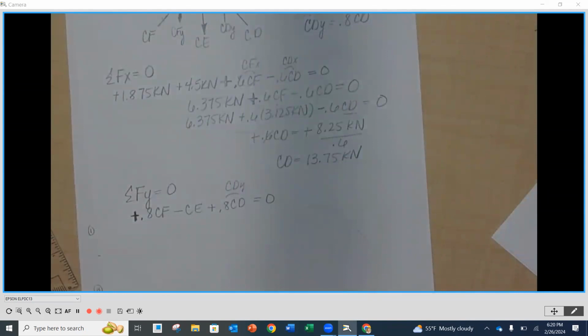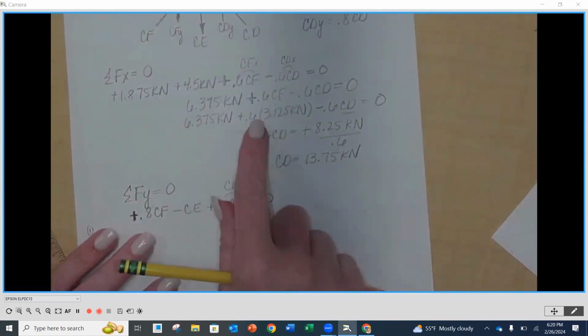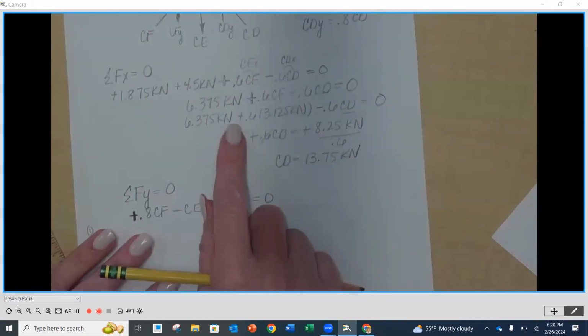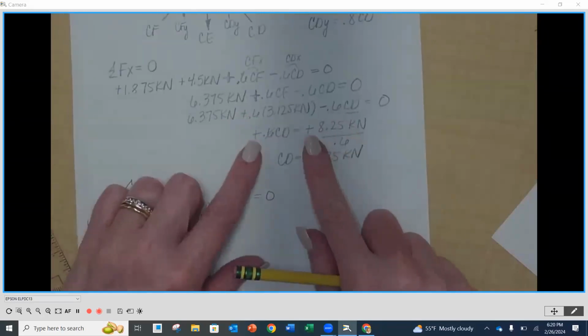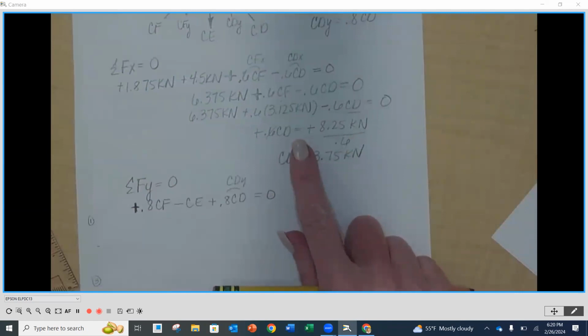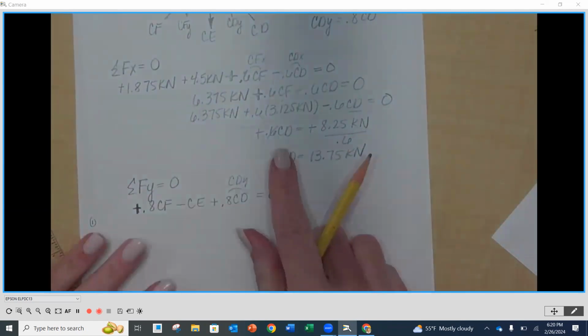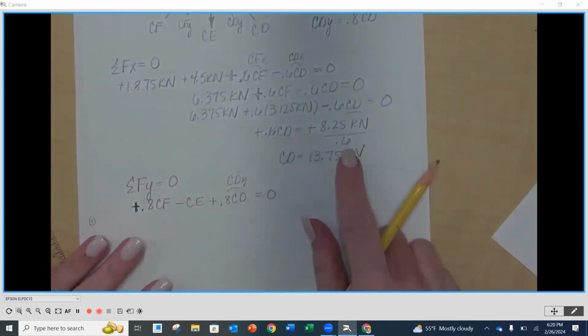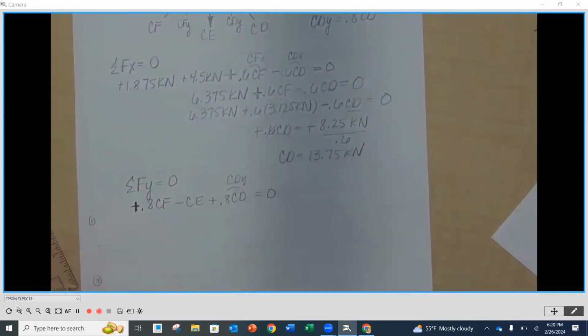So you should get 8.25 combined over here, negative or positive. It goes to the other side, it becomes negative. Two negatives become positive. So 0.6 CD is equal to 8.25. Divide both sides by 0.6. And we get CD equal to 13.75 kilonewtons.